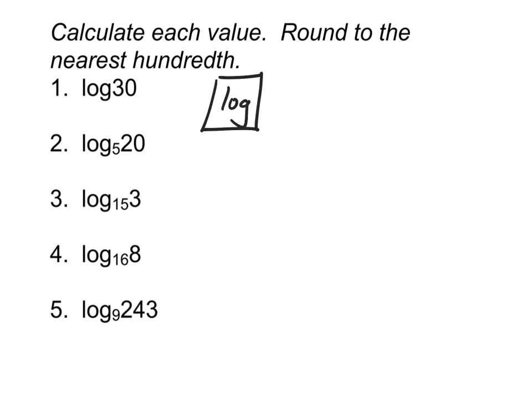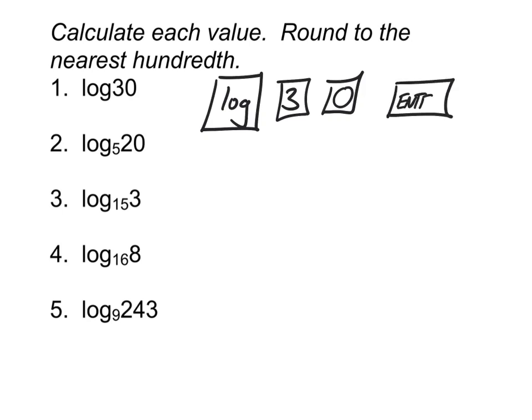So if yours does that, follow the instructions as we go through this and deal with the graphing calculator. If you're on one of those, you're just going to press that log button, and then type in 30, and then press enter. And then that will give you your answer.